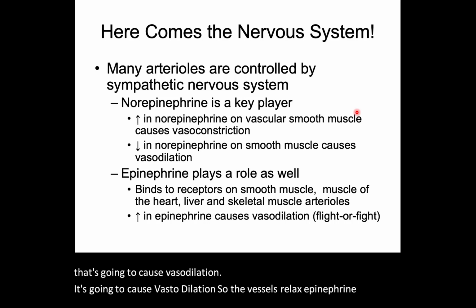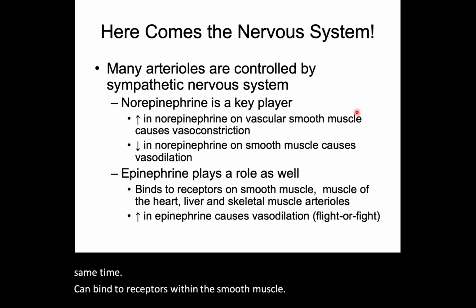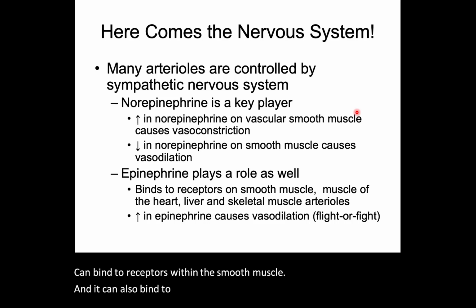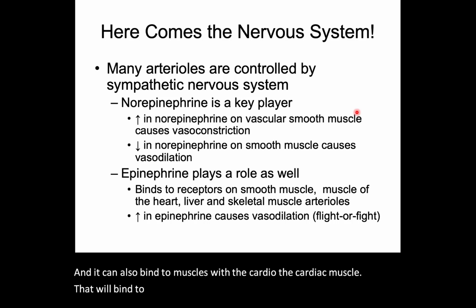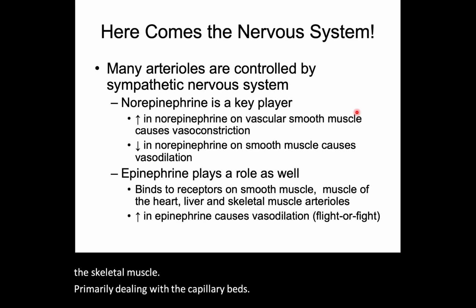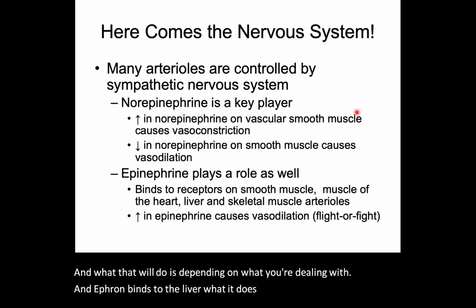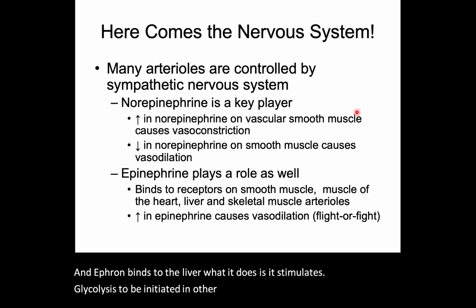Epinephrine, at the same time, can bind to receptors within the smooth muscle, right? And it can also bind to receptors within the cardiac muscle. It will bind to receptors within the liver and will bind to receptors within the skeletal muscle, primarily dealing with the capillary beds. And what that will do is, depending on what you're dealing with, if epinephrine binds to the liver, it stimulates glycolysis to be initiated. In other words, it stimulates the liver to release glucose so that it can be converted into ATP.